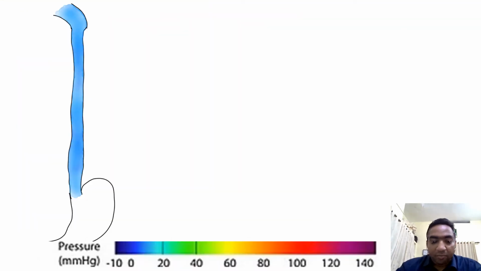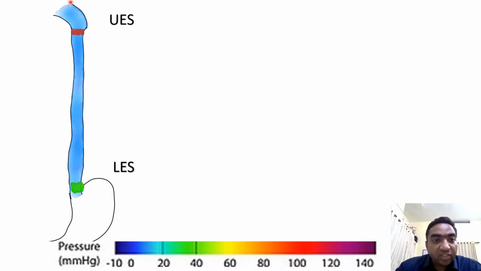For that we can see here that the pressure is shown. The lower pressure is blue and the higher pressure is red. The esophageal body will be in the lower pressure area, so the esophageal body will generally be blue or white. Upper esophageal sphincter is a high pressure zone. Lower esophageal sphincter is a high pressure zone, but not as much as the upper esophageal sphincter.